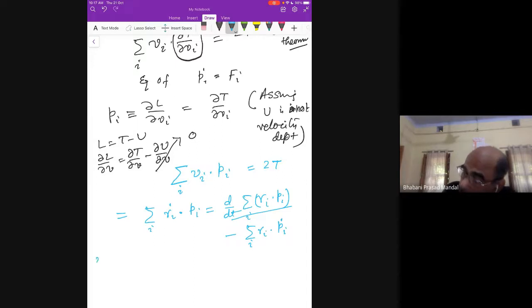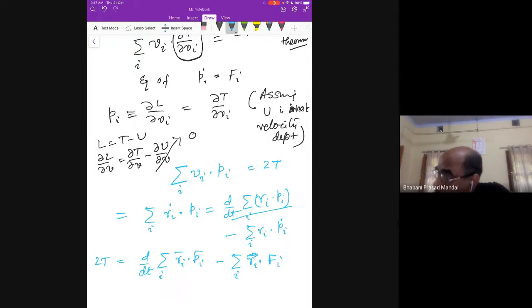So my 2T is d/dt of sum over i of Ri dot Pi, simple mathematics, you should be able to follow, minus sum over i of Ri dot Fi. No, Ri is not dot, this is a vector. Pi dot is Fi. This is Newton's second law, so I substitute that here.